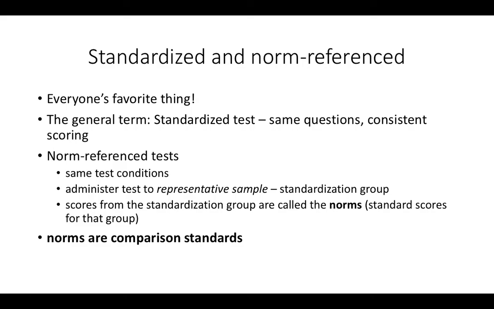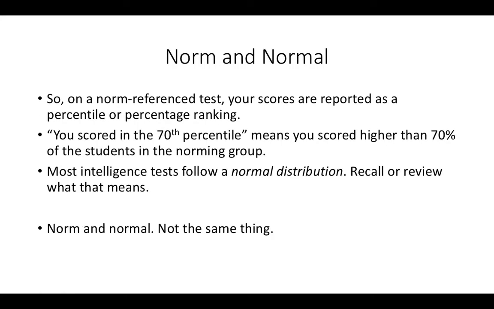So a norm reference test just means that your raw score is compared to the comparison standards, and your raw score doesn't actually matter. It is where do you fall compared to the norms, compared to that standardization group. So in a norm reference test, your scores are reported as a percentile or percentage ranking. You scored in the 70th percentile means you scored higher than 70% of the students in the norming group. You should be familiar with that. Make sure you're comfortable with that concept.